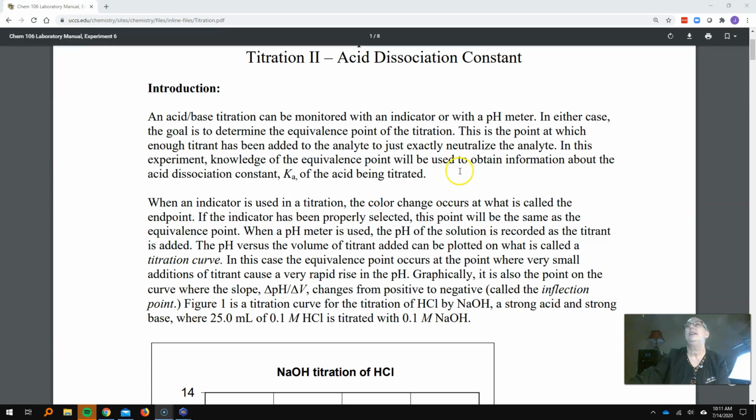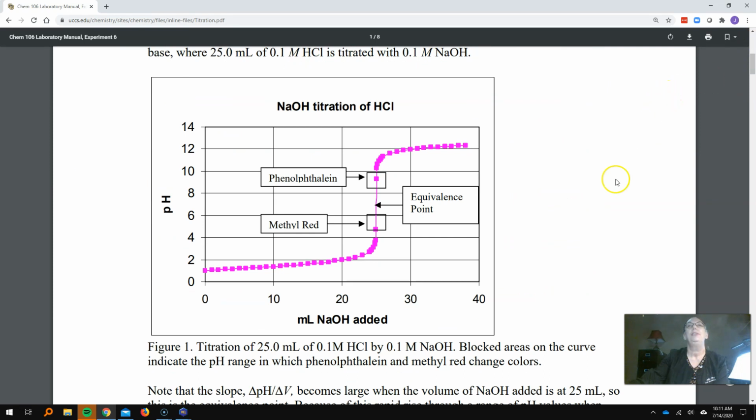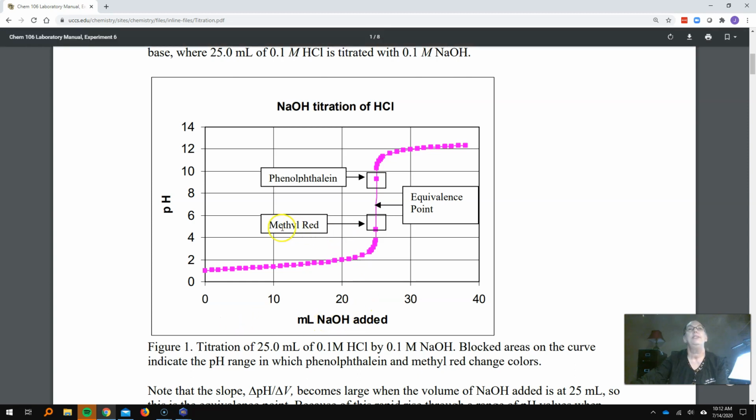So we're going to be using some information about how all this works. When you do the lab, and when we do the lab together, we're going to see a graph like this. On the x-axis it shows how many milliliters of sodium hydroxide we use. That's the titrant. We're going to have a pH meter in the solution to see how the pH is changing. In the beaker, we're already going to have the vinegar, the acetic acid. We're going to be using a different indicator, not methyl red or phenolphthalein this time. We're going to be using the bromocresol green.